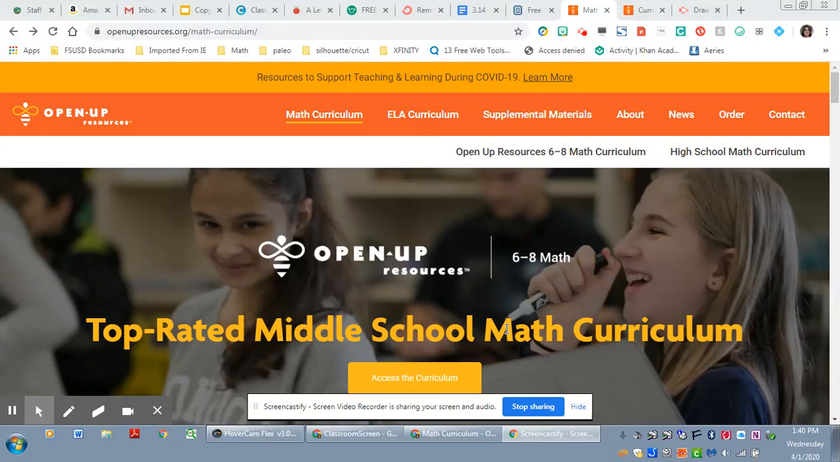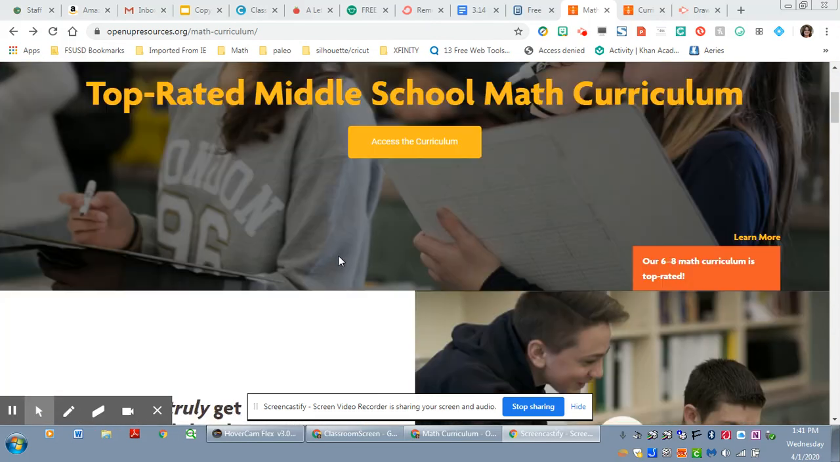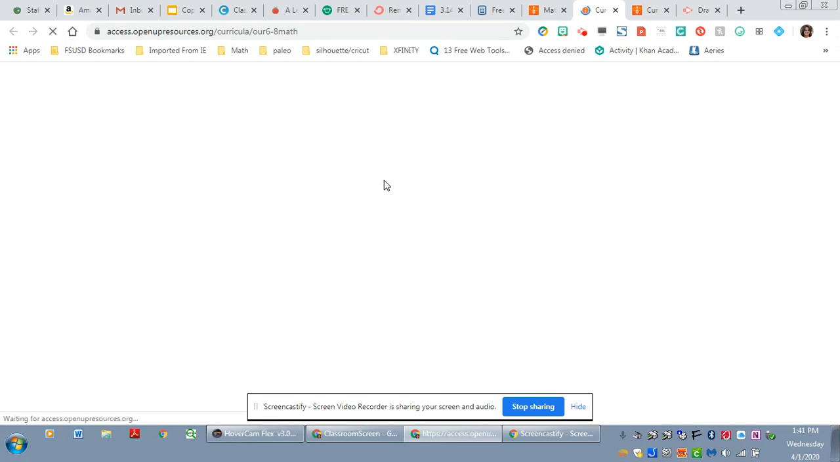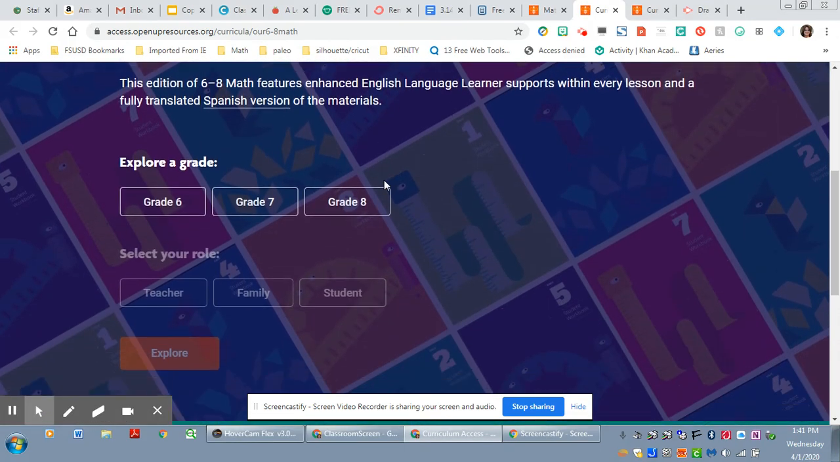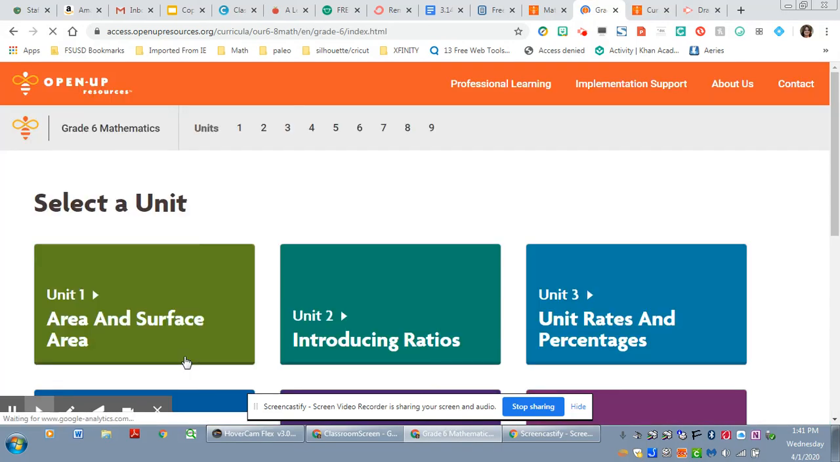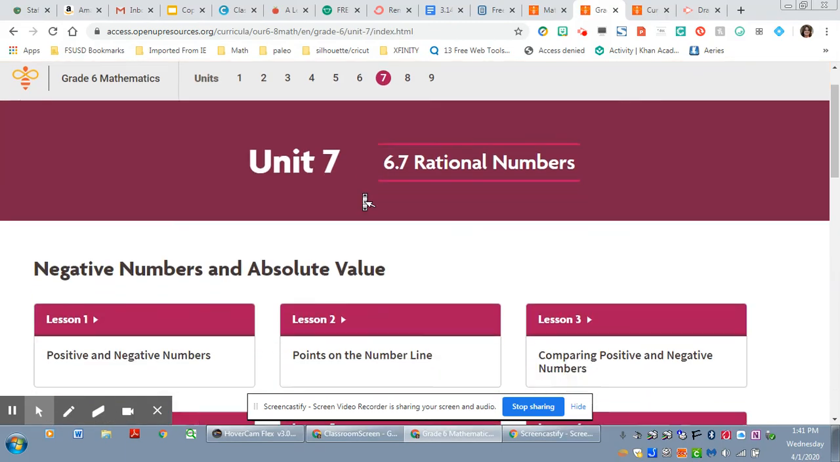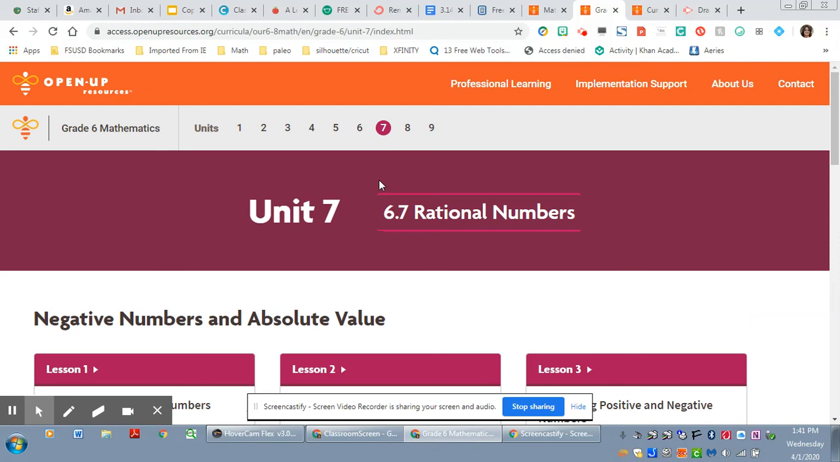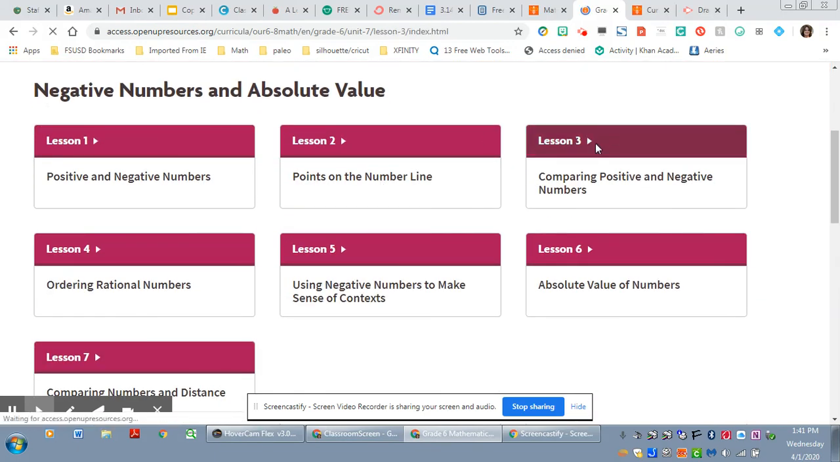We're going to be doing Unit 7, Lesson 3. I'm starting on this screen just so you can see where you go. If you're going to open up resources.org, you click on Math Curriculum, and then you're going to access the curriculum. Then you scroll down and pick Grade 6 and Student Explore. And we're going to Unit 7. I'm going to go over here to Lesson 3.